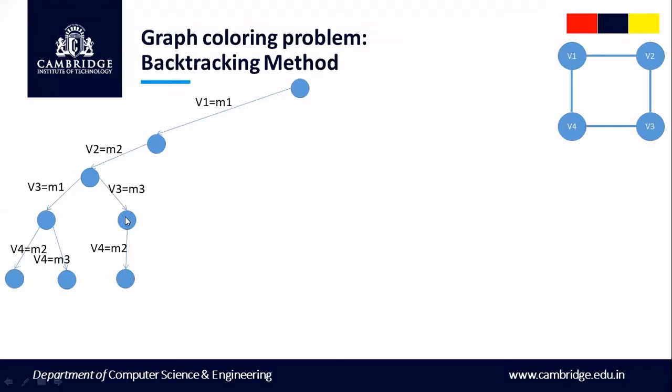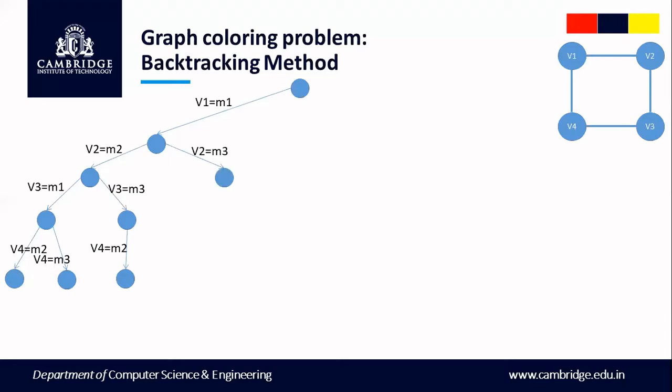Then for exploring other options, we backtrack. Then change the color for V3. V3 can have only two colors, either M1 or M3. We have explored both. We'll backtrack and change for V2. Can we change the color for V2 instead of M2? We can try with M3.